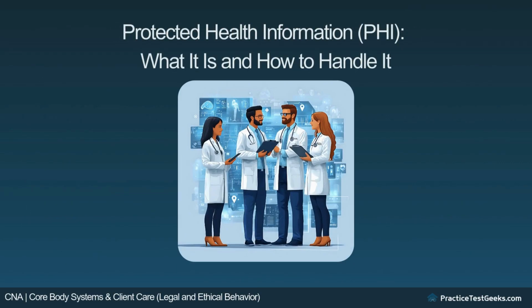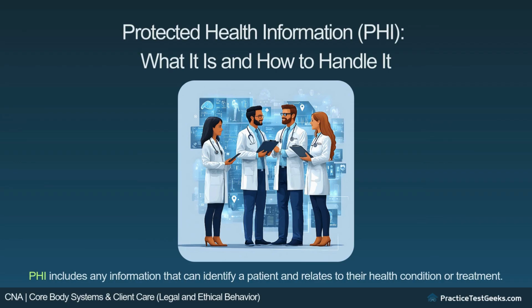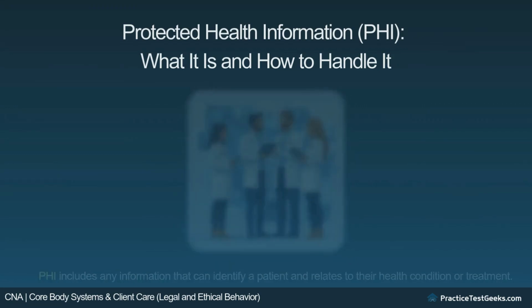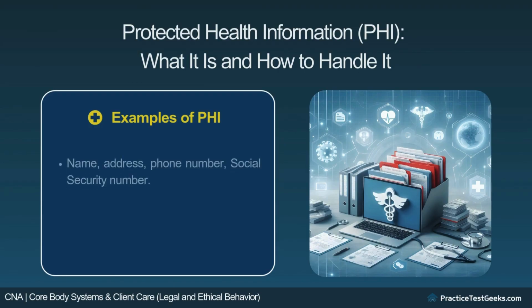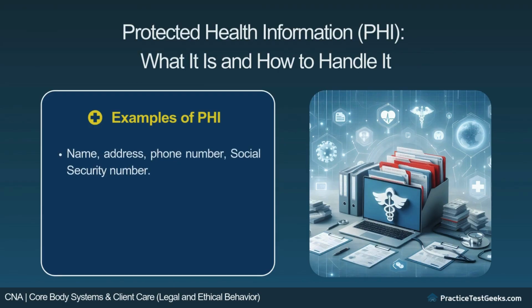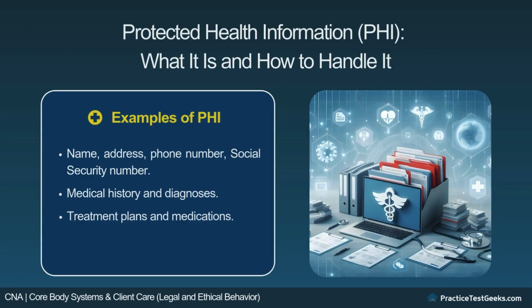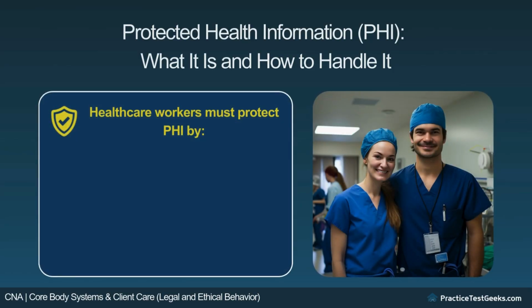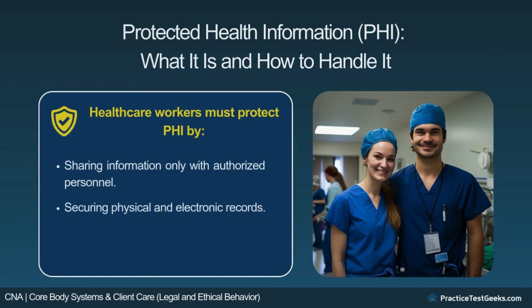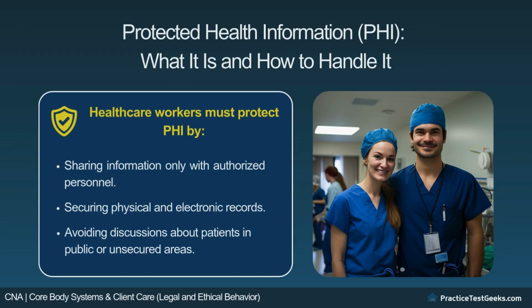Protected Health Information, PHI, what it is and how to handle it. PHI includes any information that can identify a patient and relates to their health condition or treatment. Examples of PHI: name, address, phone number, social security number, medical history and diagnoses, treatment plans and medications, billing and insurance information. Healthcare workers must protect PHI by sharing information only with authorized personnel, securing physical and electronic records, and avoiding discussions about patients in public or unsecured areas.